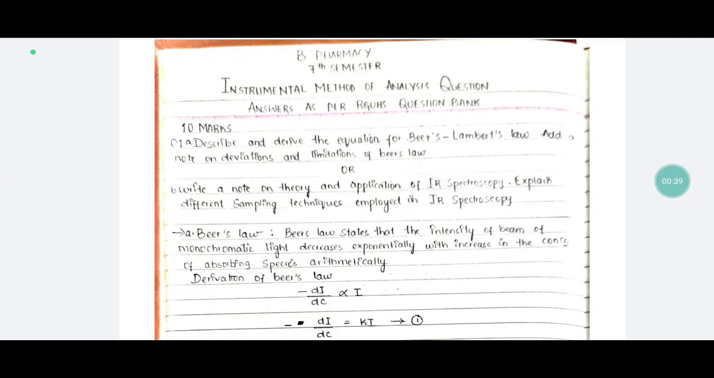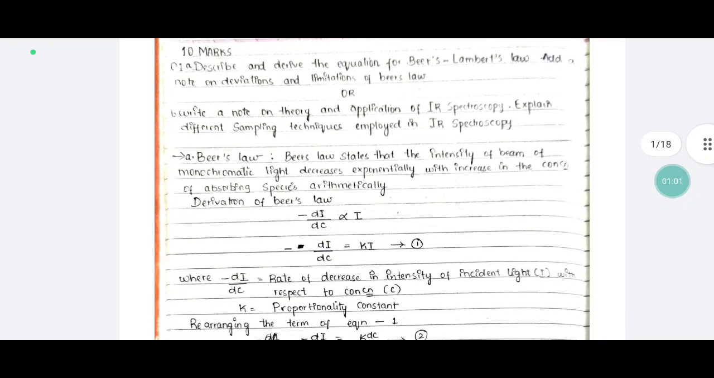So the B question will be, write a note on theory and application of IR spectroscopy. Explain the different sampling techniques which are employed in IR spectroscopy. So you have to write either A or B, but I am going to give you both answers. So I'll start the first answer, that is Beers' law.